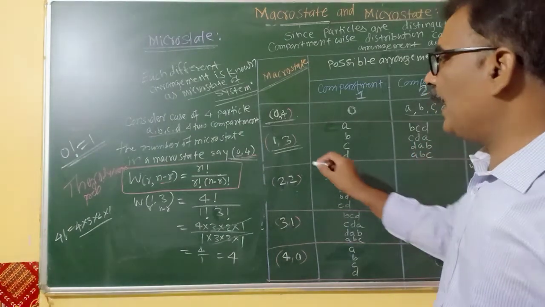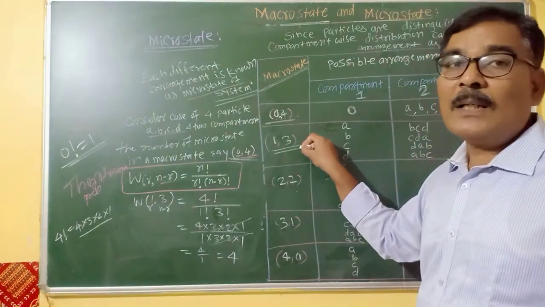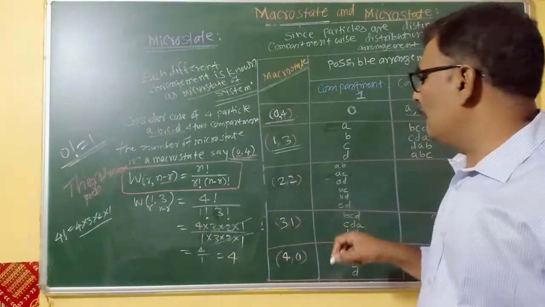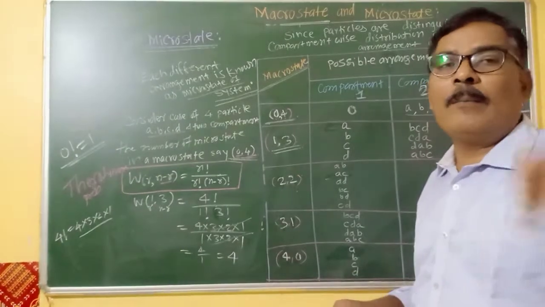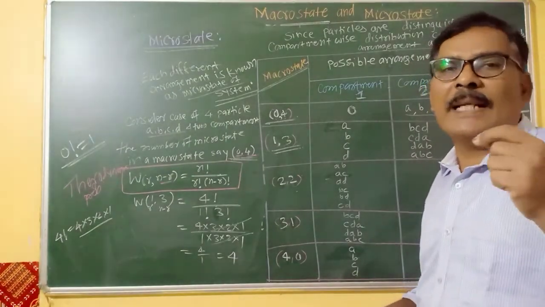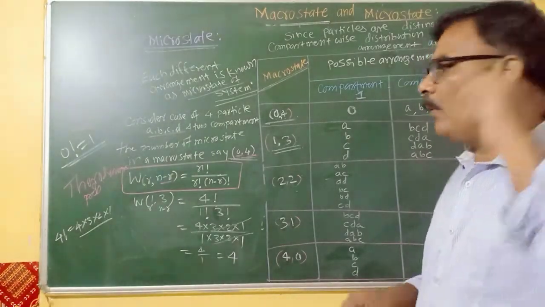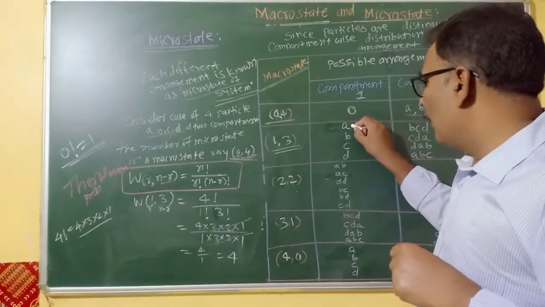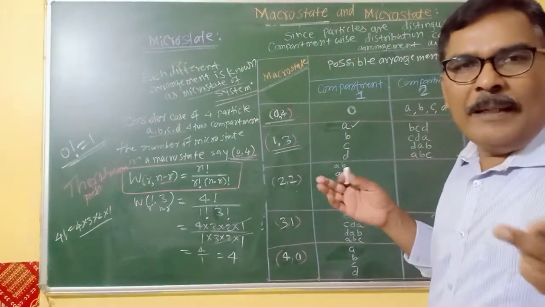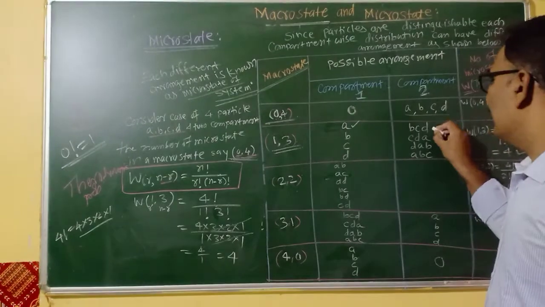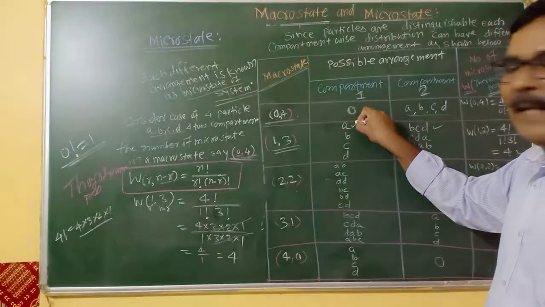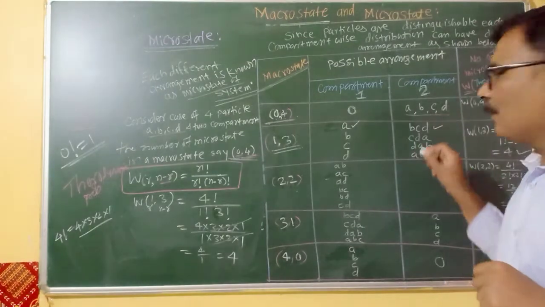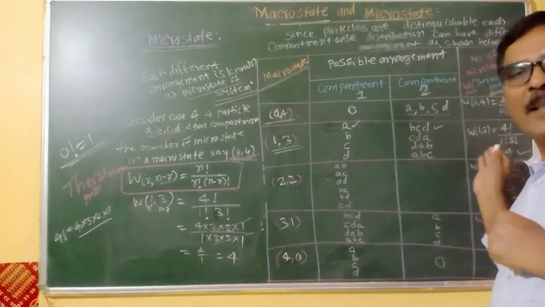Now see the second case, 1 and 3. Means what? Only 1 and 3. Means how many particles should be in compartment number 1? Out of 4, only one should be there. Which one will it be? In the first case it is A. Then what will be remaining? B, C and D. 3 are remaining in compartment 2.